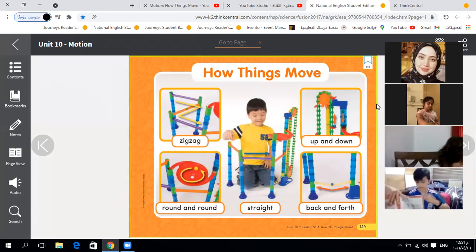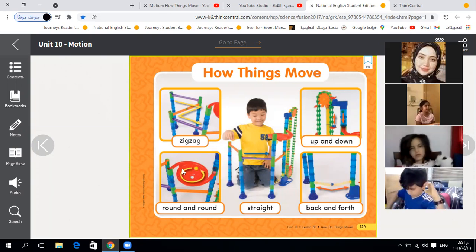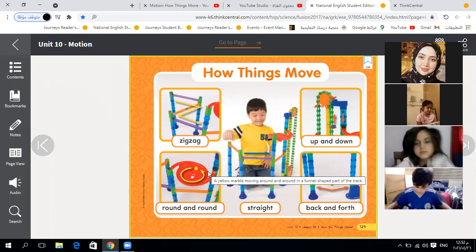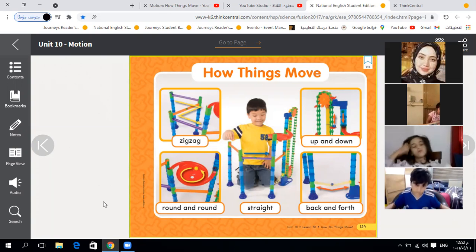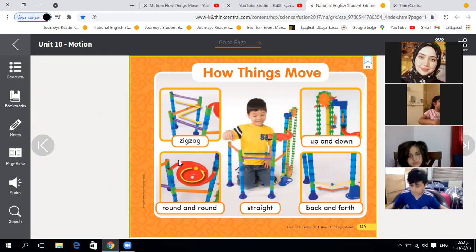Okay, Rina, look at the next picture here. Can you see the yellow marble here? It's moving round and round in a circle, just like the circle. So the yellow marble here moves in what? Round and round. Bravo, just like a circle. Round and round, just like a circle, okay?